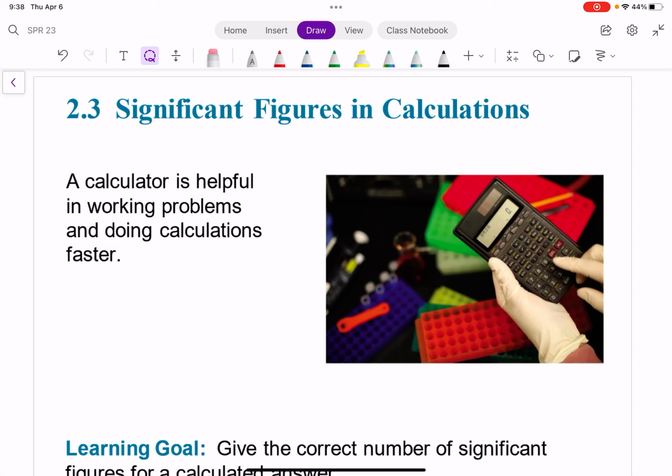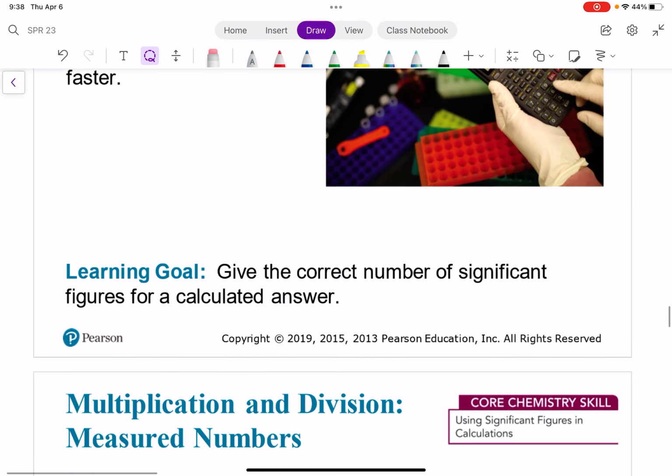In this video, we're going to talk about how we use significant figures in calculations. So we're going to take a bunch of measurements and then we get our significant figures. And then what if we have to do calculations with those sig figs or those measured values? How do we still accurately show how certain we are in our calculations or in our numbers?